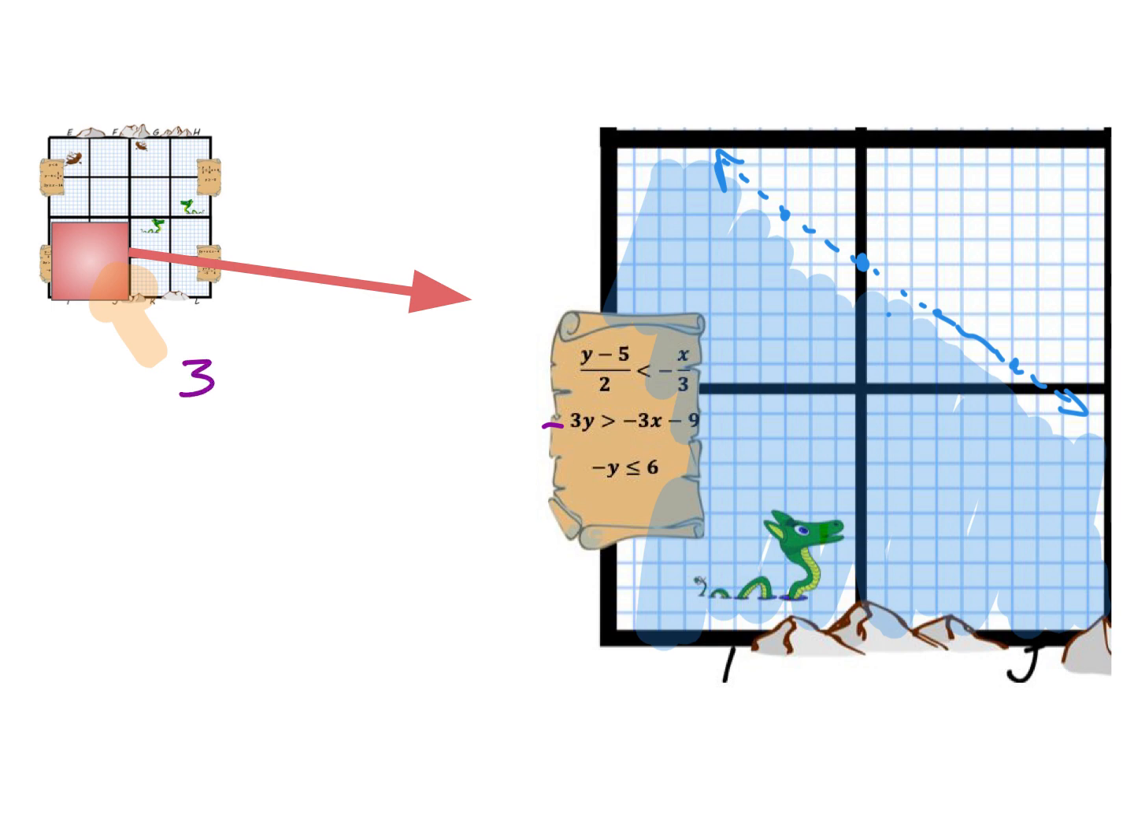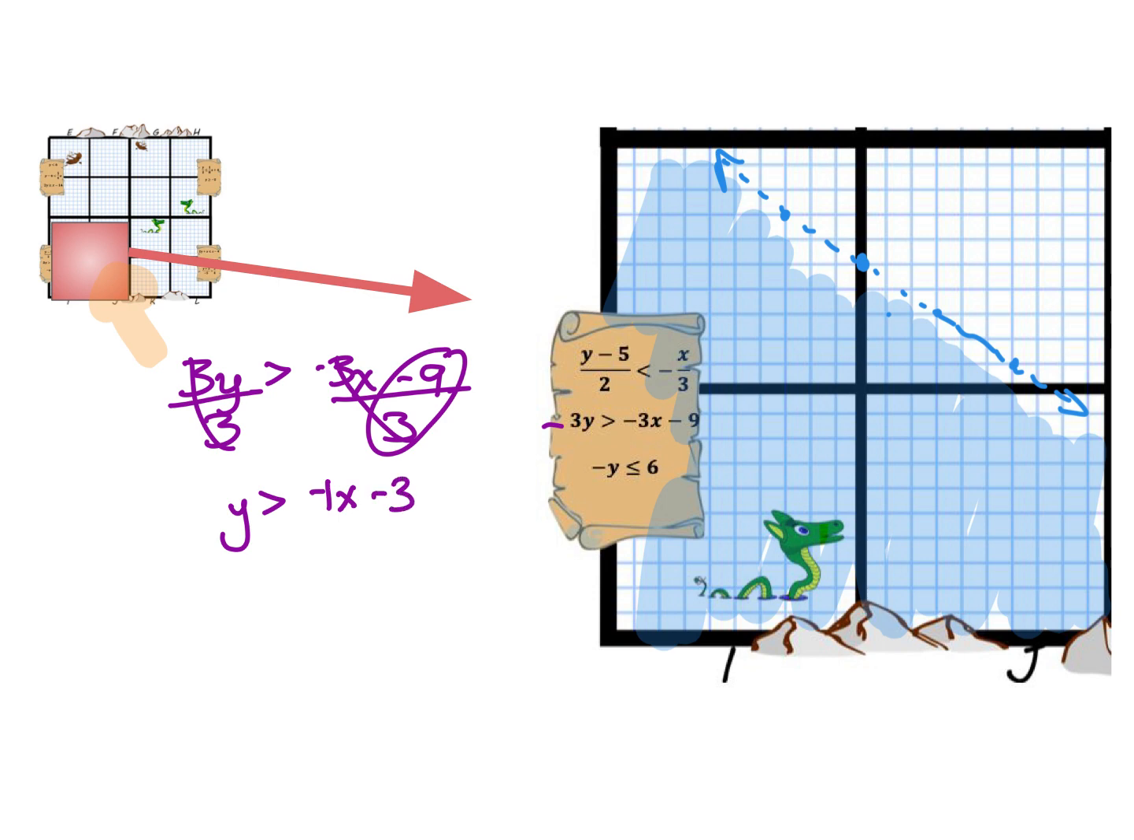Okay, so I've got 3y is greater than -3x minus 9. I want to get rid of this 3, so I'm going to divide both sides by 3. Y is greater than, this is going to be -1x. This is going to be -3. I'm going to graph this by going to the -3, 1, 2, 3. And I'm going to make that a fraction, down 1 over 1, down 1 over 1, down 1 over 1, and the opposite direction, up 1 over 1, up 1 over 1.